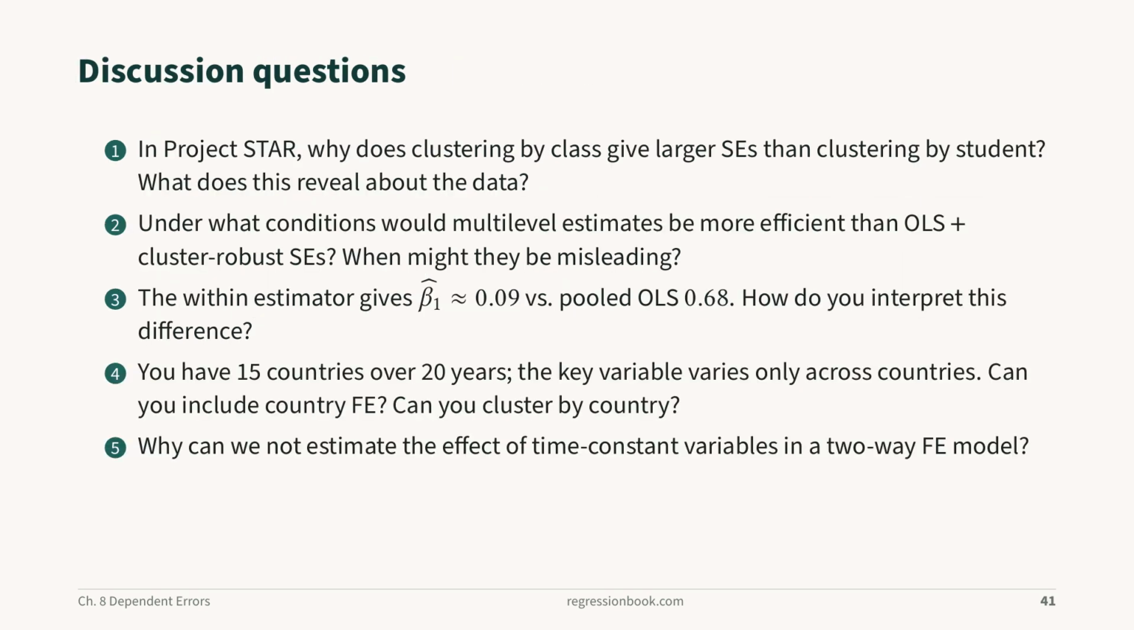5 discussion questions. The fourth has teeth. 15 countries over 20 years. The key variable varying only across countries. Can you include country fixed effects at all? And can you honestly cluster by country with 15 clusters?